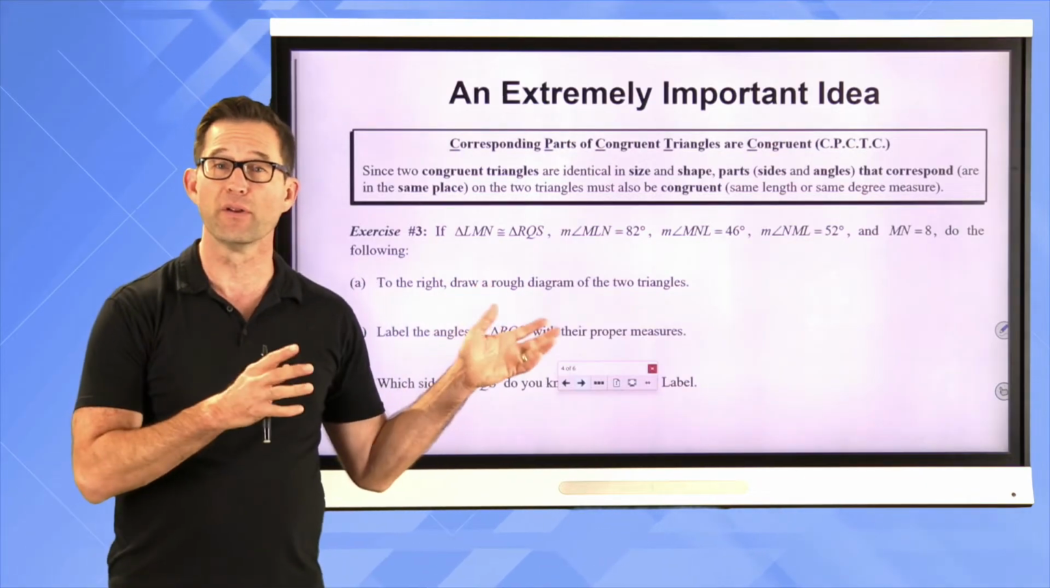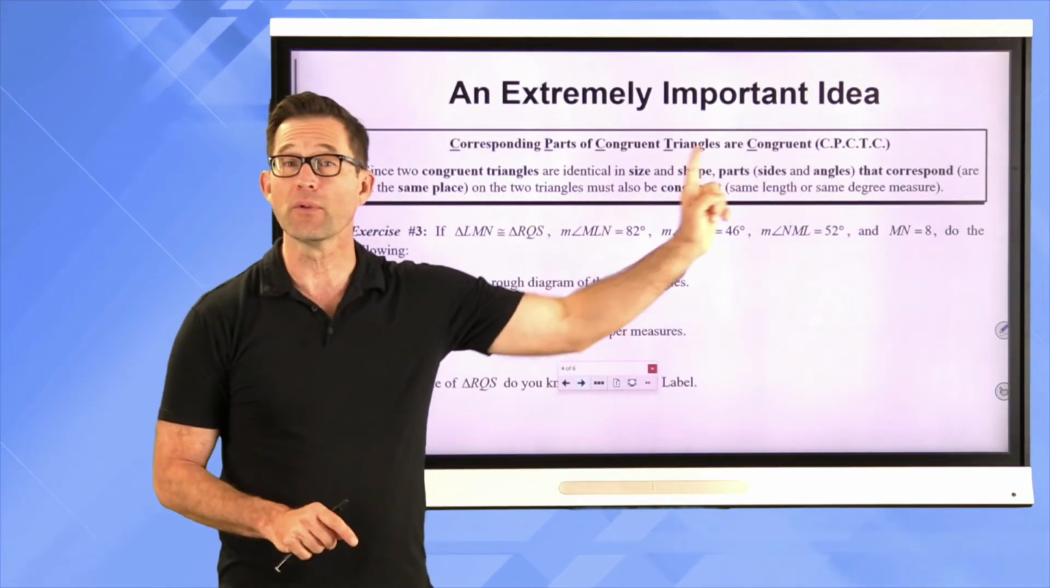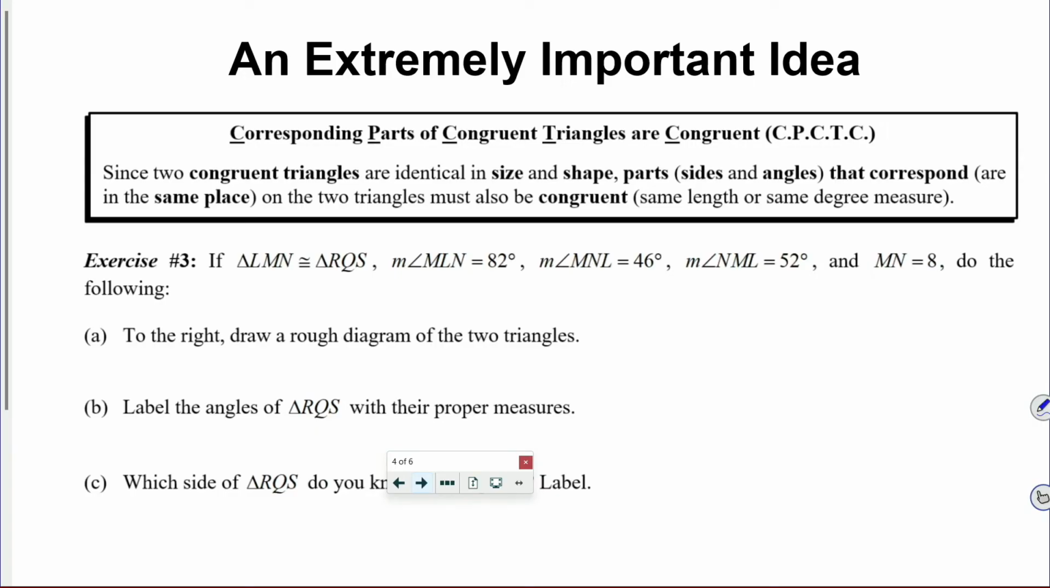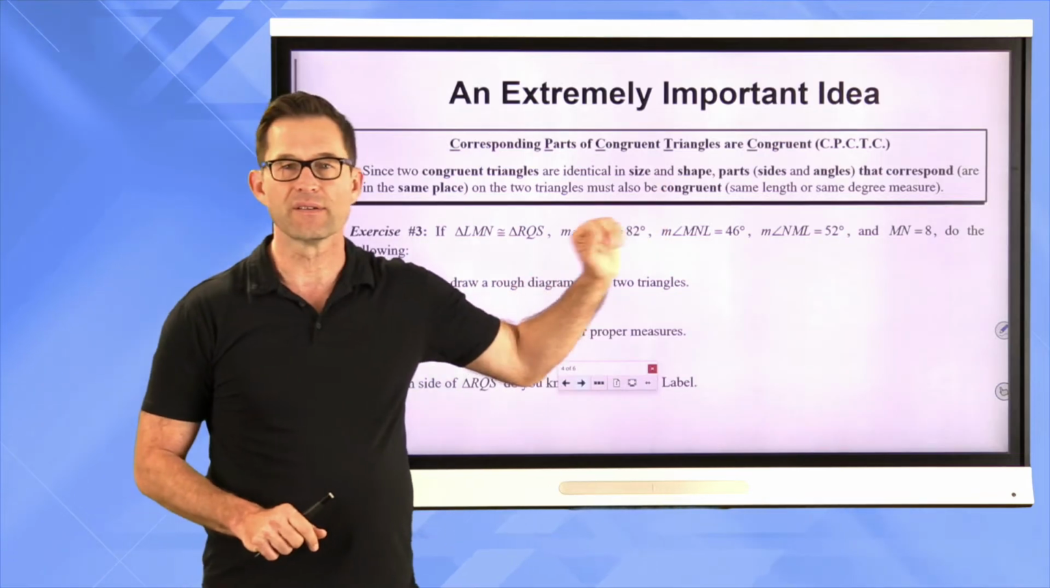An extremely important, not just an important idea, an extremely important idea. Let's take a look at it. Corresponding parts of congruent triangles are congruent, what we will abbreviate often in this course as CPCTC. Since two congruent triangles are identical in size and shape, parts, which are just the sides and the angles, that correspond, they're in the same place on the two triangles, must also be congruent, which means they're either the same length if they're side lengths, or they're the same degree measure if they're angles.